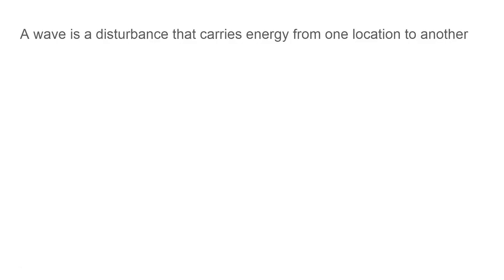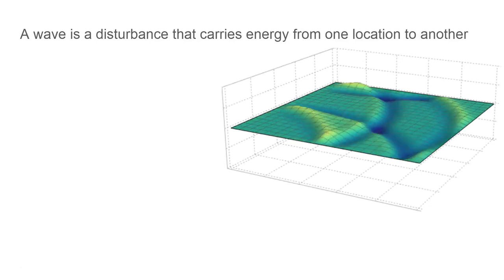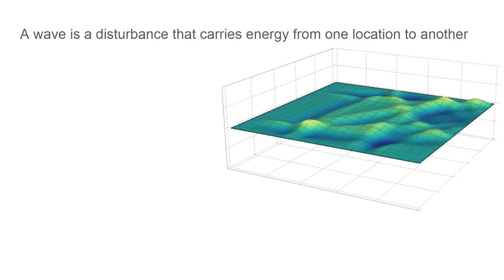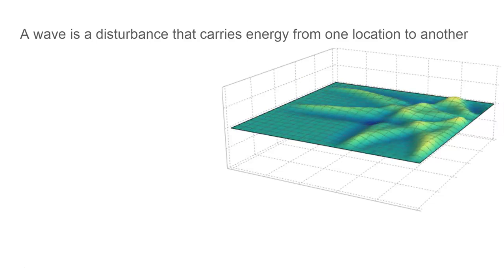So in today's lesson we're going to talk about what a wave is, how we characterize it, what the different points are, and so on. So firstly, let's get the definition out of the way. A wave is a disturbance that carries energy from one location to another. So it's a disturbance, and that can happen in different areas.